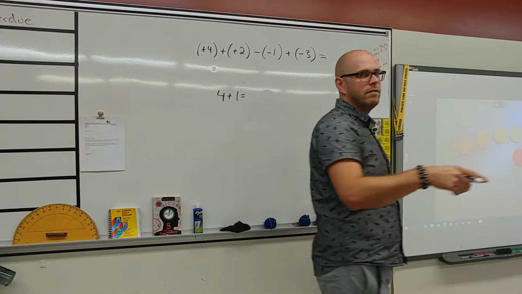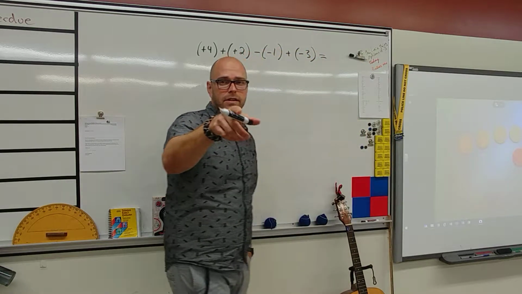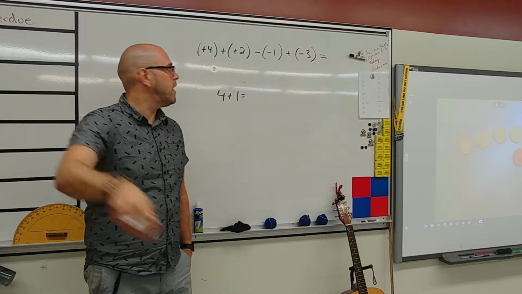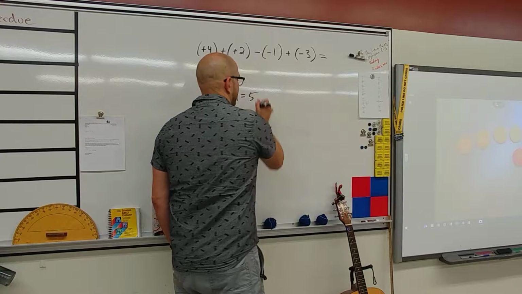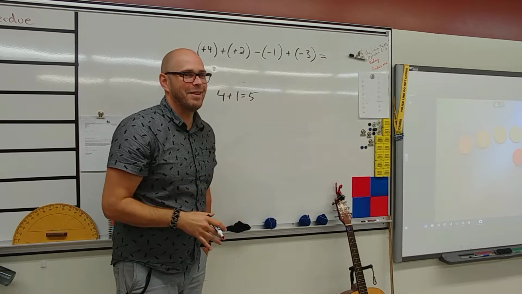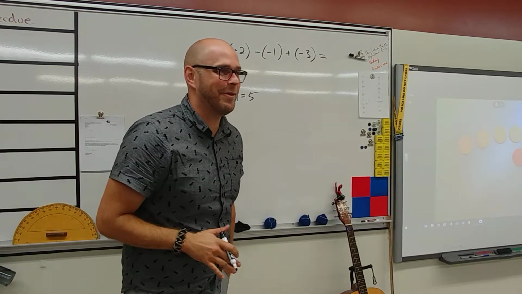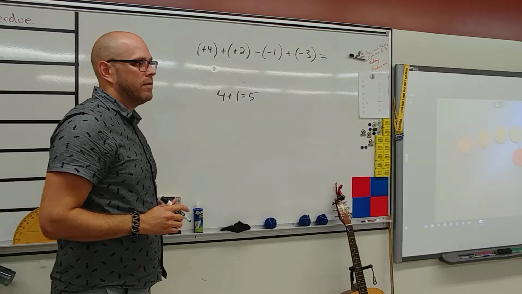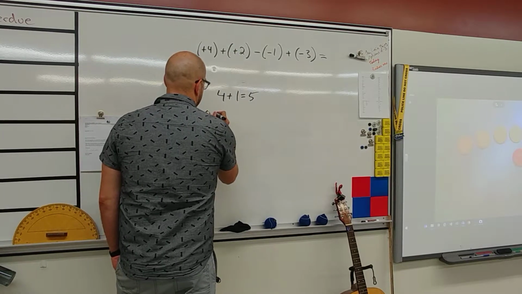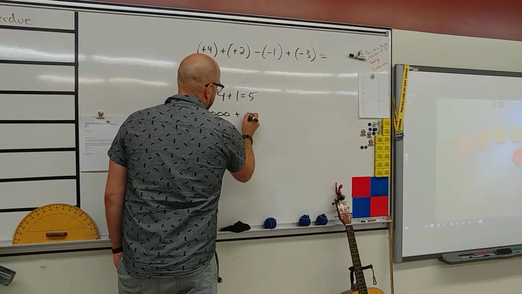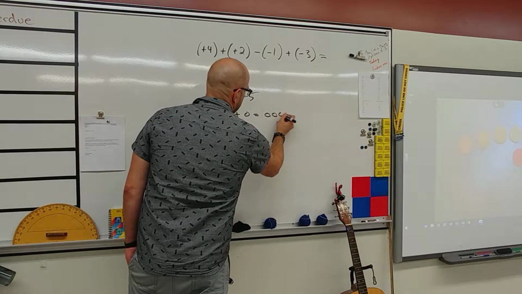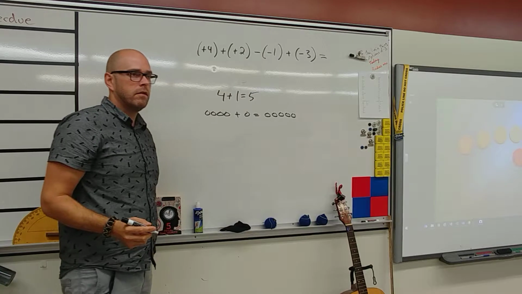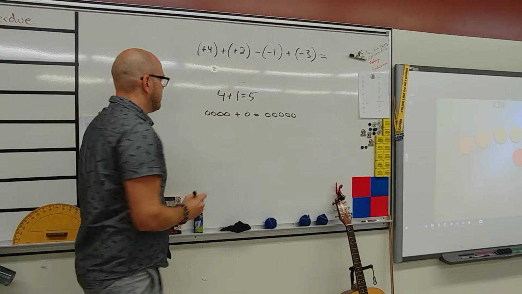Landon, you got the answer? Okay, I want the answer there. Equals what? Equals 5. You got it. All right. I hope that wasn't hard. If it was hard, we got to go way back in our review. Okay, here, let's move forward. So, we got 4 plus 1 equals 5. Is that fair? Okay.